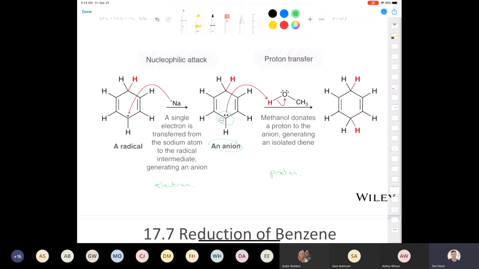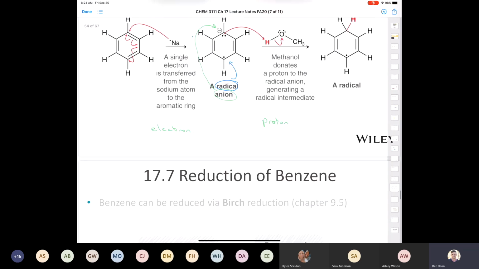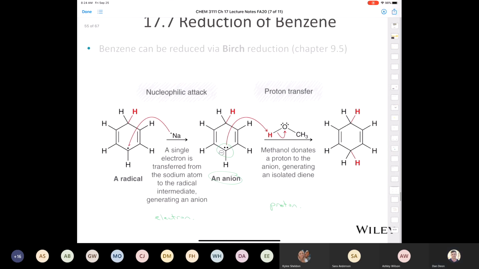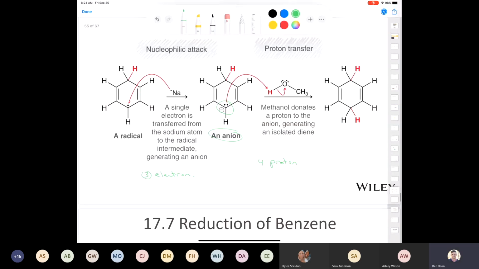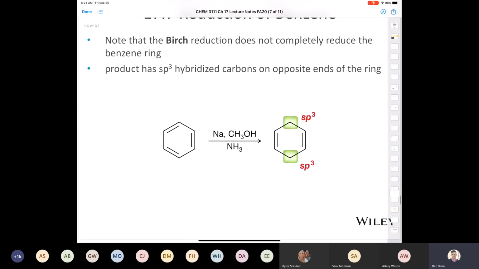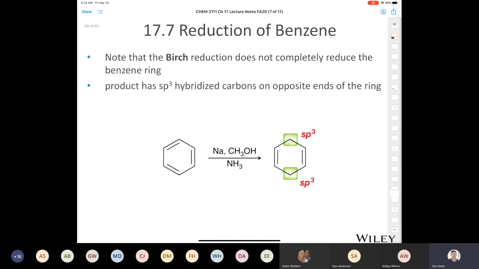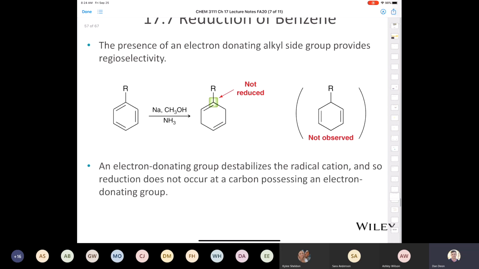And so the way that David Klein helps his students to remember this is that he says the way you can remember this mechanism is that it goes electron, proton. Electron, proton. So just 1, 2, 3, 4, electron, proton, like that. It's probably one of the easier ways to memorize this mechanism. All right, it says note that the Birch reduction does not completely reduce the ring. The product has sp3 hybridized carbons on opposite ends of the ring. Told you that a few minutes ago.